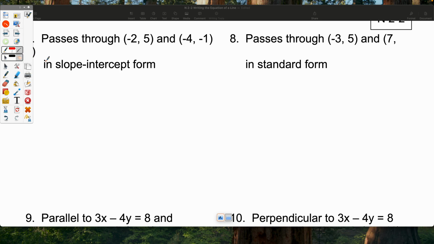Number 8 is similar to number 5, okay? So I'll just leave it at that. Here are my 2 points. Let's find our slope with these 2 points, okay? So x1, y1, x2, y2. y2 minus y1 over x2 minus x1.